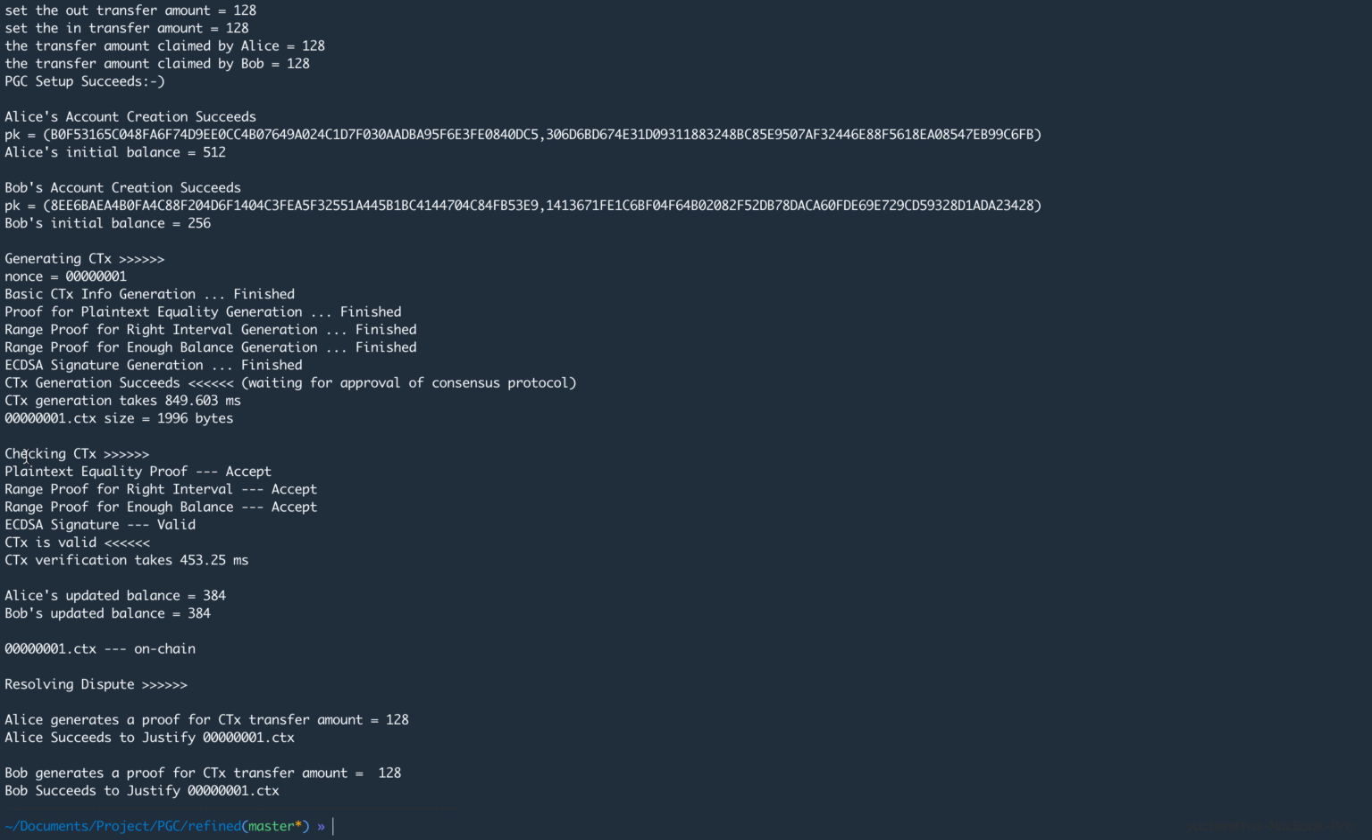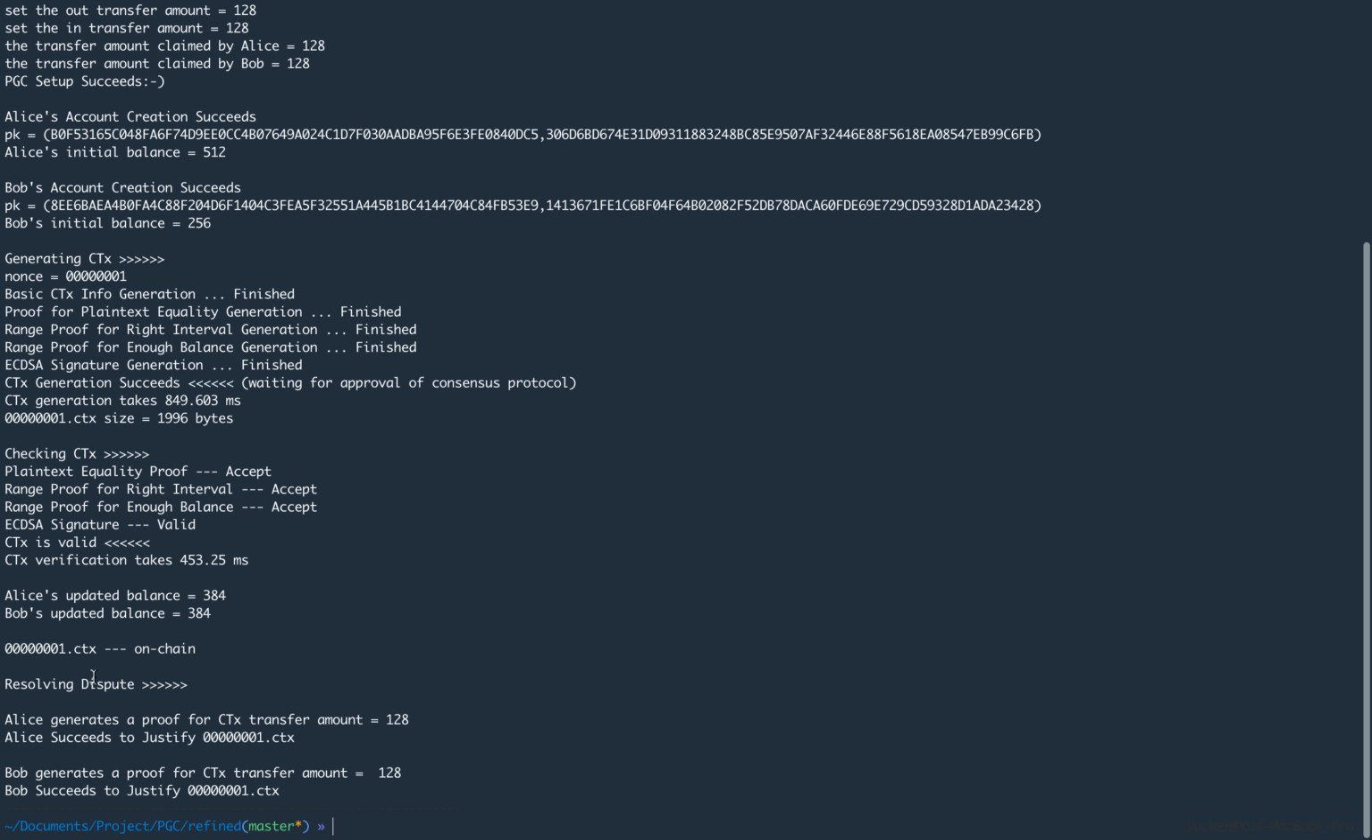Here is how the consensus protocol checks the validity of a confidential transaction. It will check if the plaintext equality proof is correct, if the range proof for the right interval is correct, if the range proof for enough balance is correct, and finally, if the ECDSA signature is correct. If all these conditions hold, we say this confidential transaction is valid, and it will be posted on the chain, and both Alice and Bob's balances will be updated.